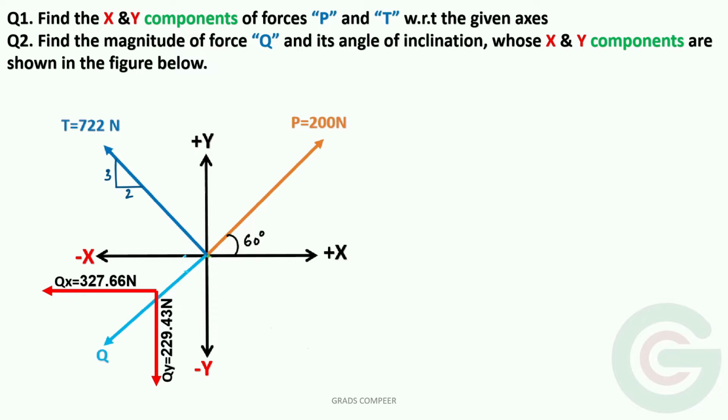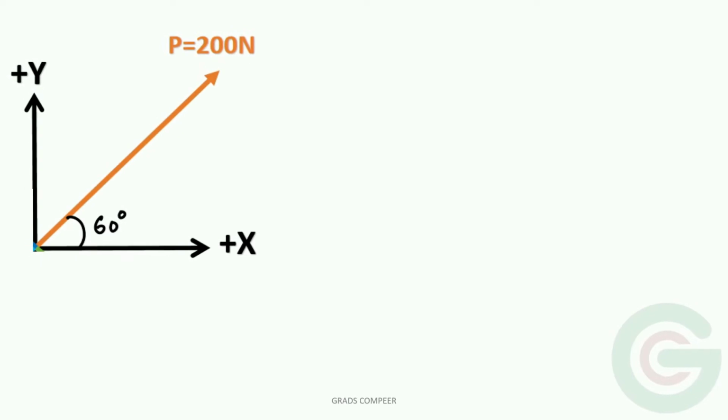in the figure below. So in the first part of the question, two forces are there, force P and T, for which we need to find their components. And in the second part of the question, the components of the force are given and we need to find the magnitude of the force and its inclination theta with respect to the given axis. So let us try to find the components of force P first.